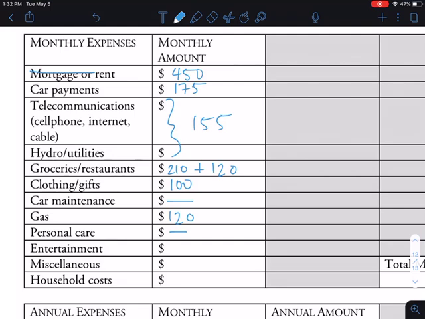This is just a helpful tool to help you think of all the possible things that you might have to pay for. Okay, she does have an entertainment section though, so that was $200. She also had a miscellaneous section of $70, and she had nothing written down for household costs, so we don't have to put anything there.